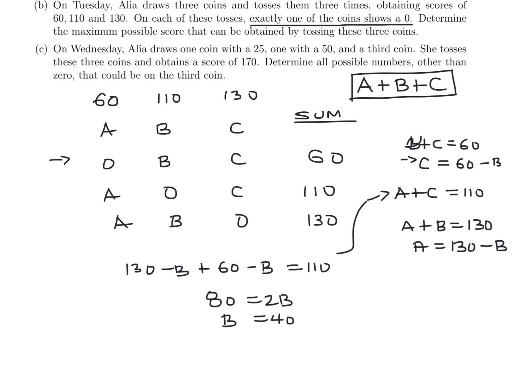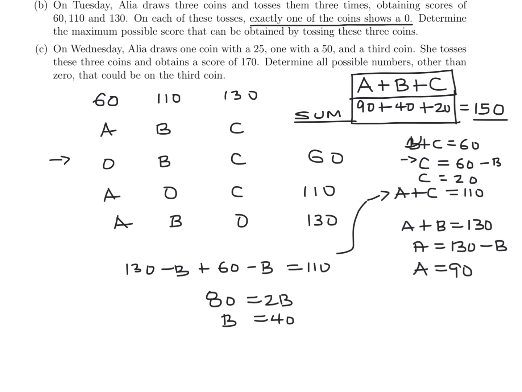Okay, great. B is 40, so that means if I sub it back into here, C is 20, and then if I sub it back into here, A is 90. So therefore the maximum value of A, B, and C is 90 plus 40 plus 20, and that is equal to 150.